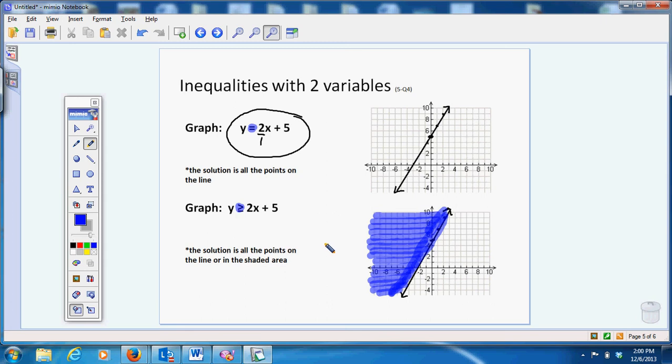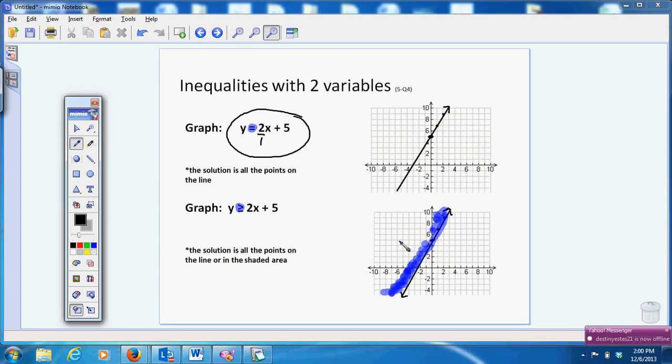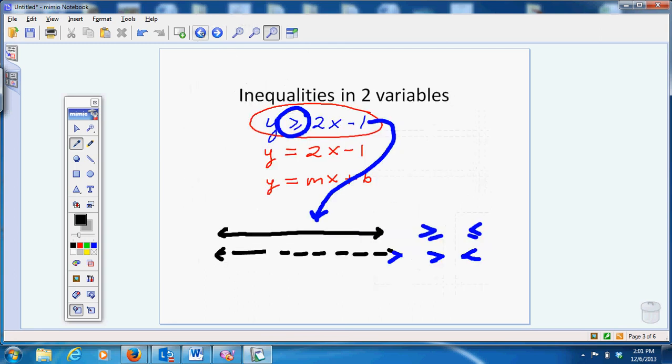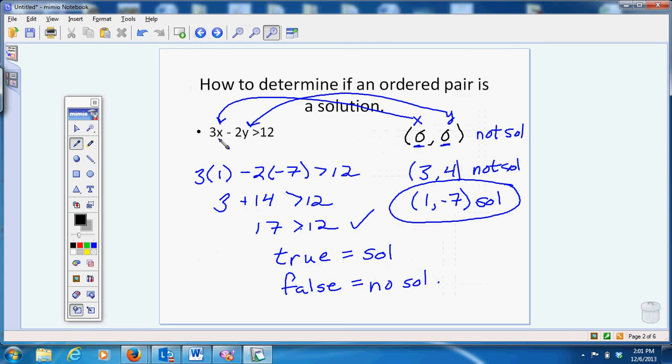We can check this because I can pick an ordered pair. Let's say I pick this ordered pair right here. It looks like this is going to be negative 4, 5. So this ordered pair is negative 4, 5. I can check to see if this is a solution just like I did the first thing I showed you how to do in this lesson, by plugging in x for x, y for y, and seeing if it's true or false.